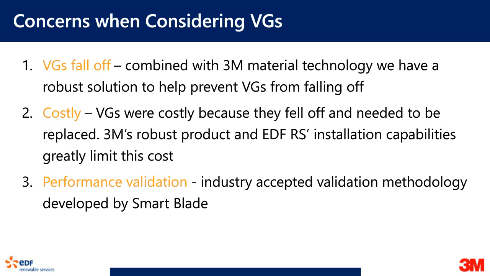One, we have an environmental concern from the VGs falling off, going into fields, wheat fields, corn fields, possible animals eating the VG. We also have a safety concern because we have people out at these turbines. We have technicians going out to maintain them. We have landowners that may be walking underneath them. We don't want to put those people at risk from a falling VG. This is why we utilize 3M's VG, because they have successfully installed these VGs on thousands of turbines.